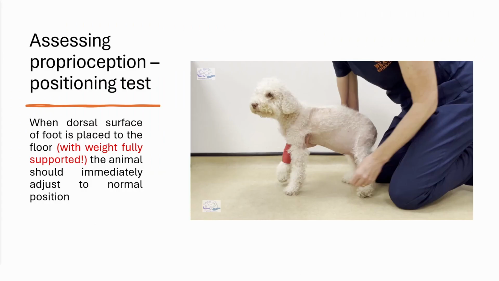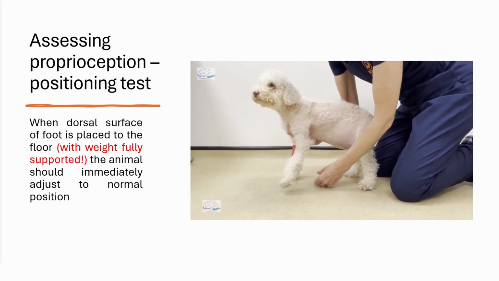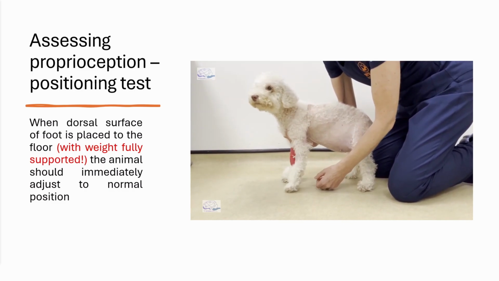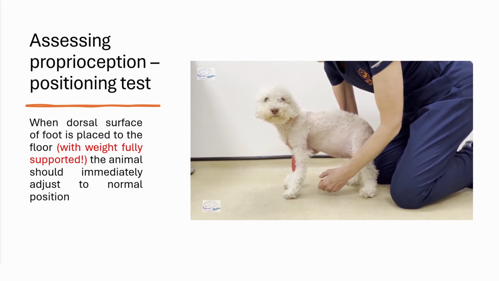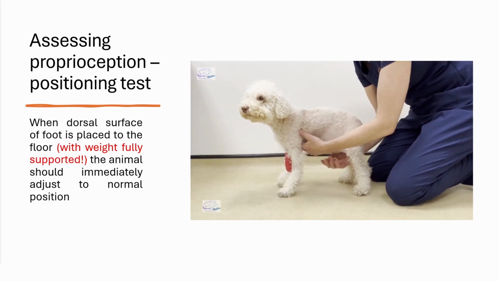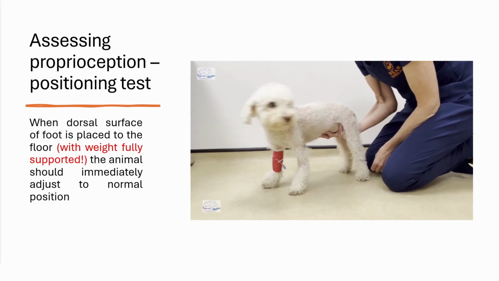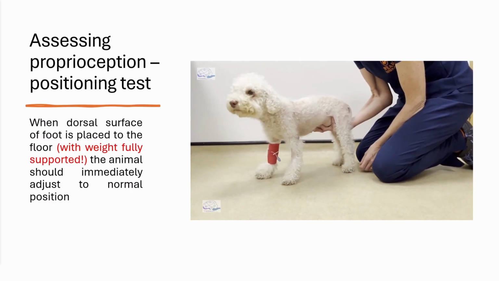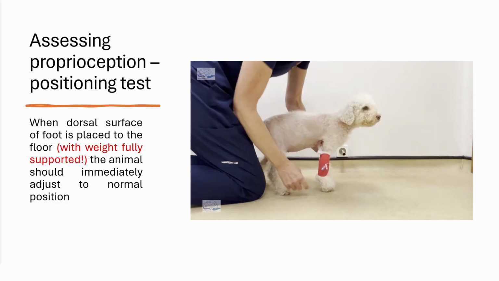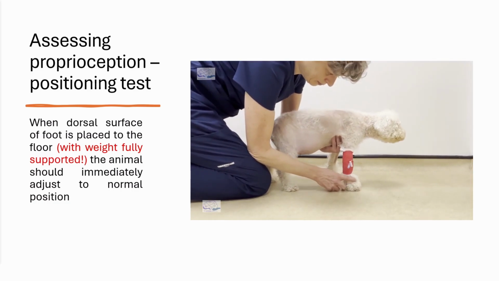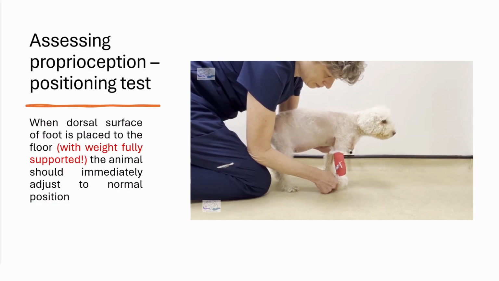So how do you assess proprioception? Well, for conscious proprioception, the most useful test is the positioning test, sometimes called the paw replacement test. And in this, we fully support the weight of the animal, turn the dorsal surface of the foot to the floor with the weight fully supported, and the dog should immediately adjust to a normal position. So you can see here that I've got my hand under the dog's sternum and the belly and completely supporting their weight, flipping the foot over, and she immediately corrects that foot position.